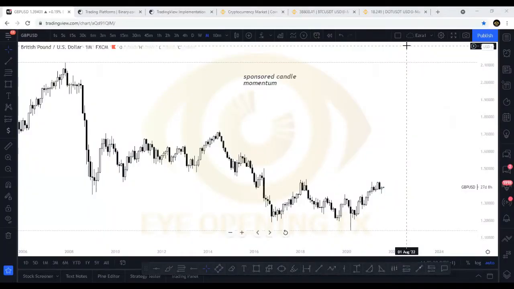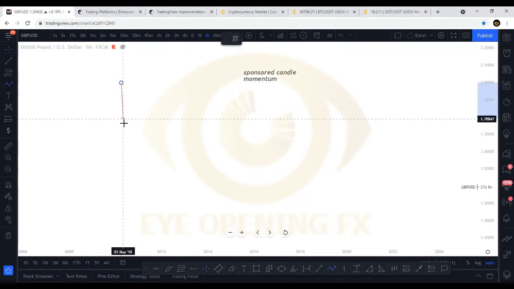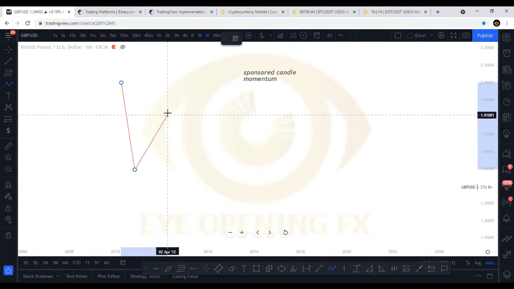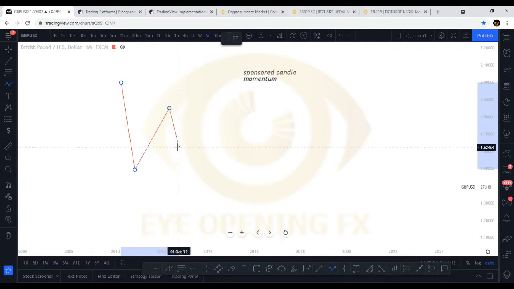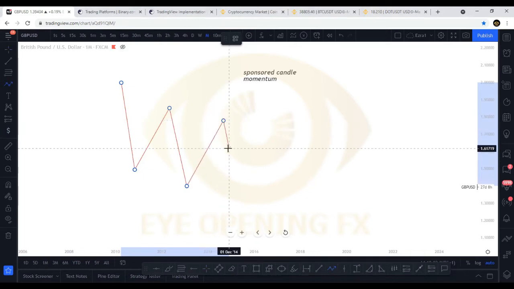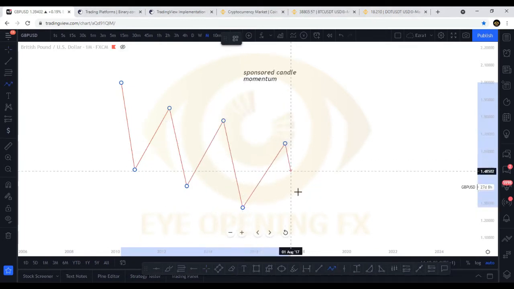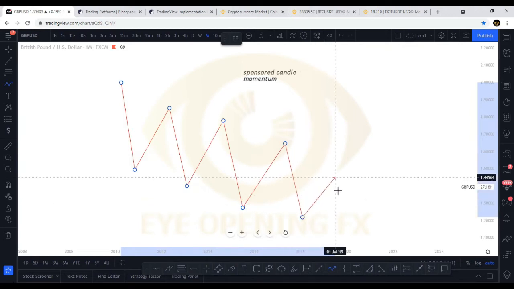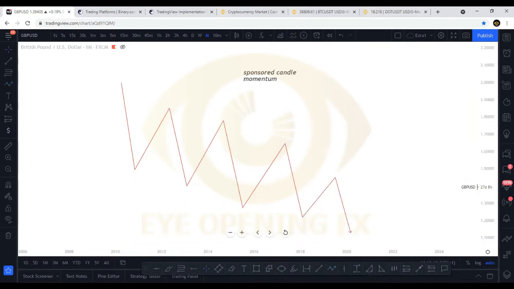In this class, today we'll be discussing sponsored candle and momentum. The first idea of understanding sponsored candle is by understanding the structure part that we have done so far. Let's take for example, if the market is on a downtrend, the major sponsored candles that we look for are the bearish sponsored candles.